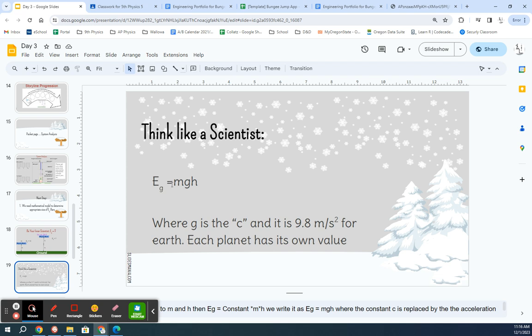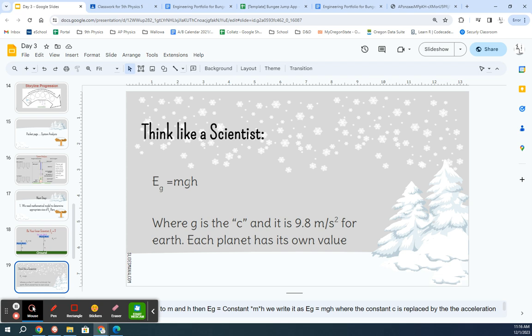Gravitational potential energy equals mgh, where m is the mass, g is the constant. In this case, it's our constant that we would measure if we were doing a lab. And for Earth, it's 9.8 meters per second squared. That g is the acceleration that any object is going to feel at the surface of the Earth. So if you drop a pen, if you drop a ball, if you are falling, all those things have an acceleration towards the Earth at 9.8 meters per second squared.